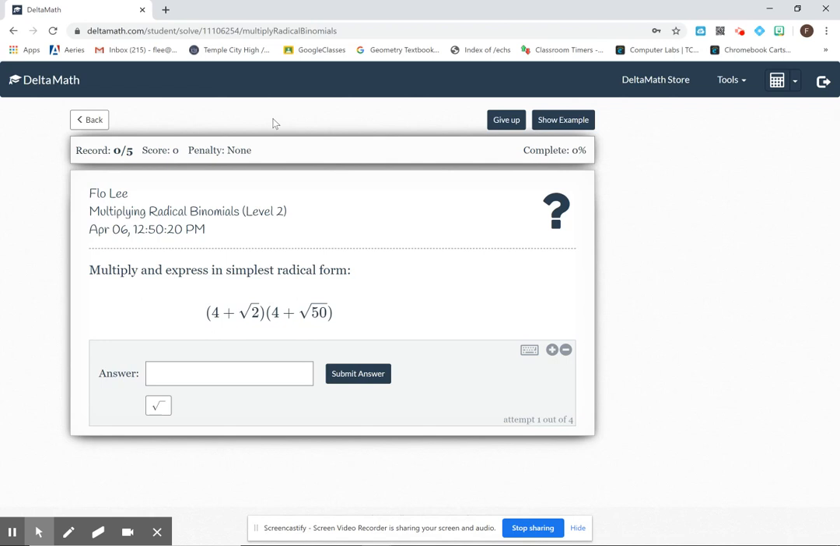Sometimes there's a penalty, like if it's just some quick, let's say we're doing some multiplication, and you get one wrong, there might be a penalty. And this one, there is not.